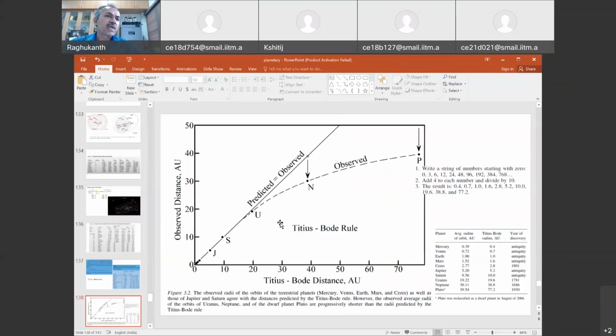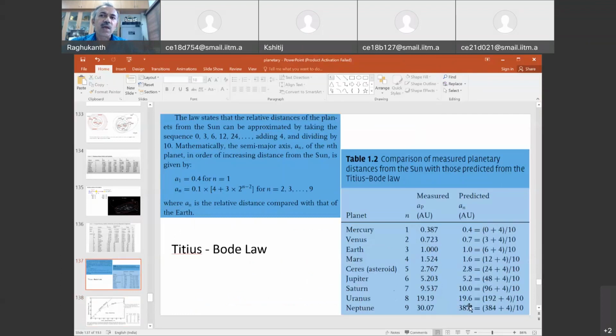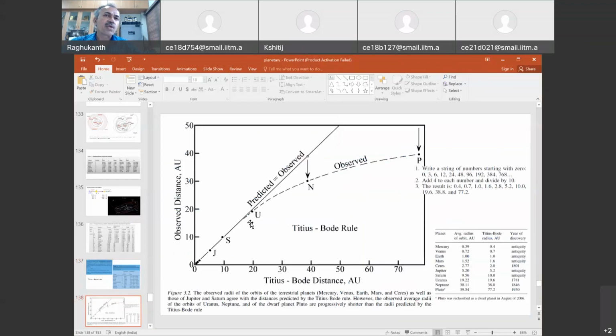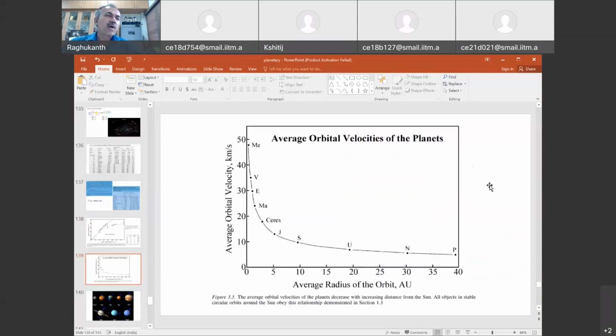This Titius-Bode law exactly predicts Mercury, Venus, Earth, Jupiter, Saturn. But when it comes to Neptune, as we have already seen, the law gives 38.8, but the original is 30.07. The differences are there, but it works very nicely for the planets inside our solar system. And then these are the orbital velocities of the planets.